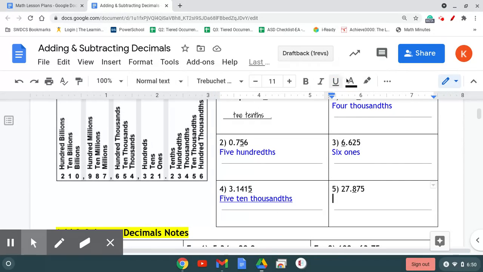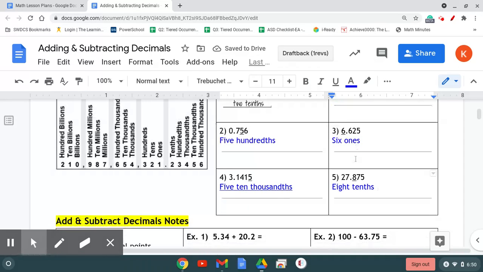All right, last one for the place value. Do this one on your own as well. So we have 27, decimal point, and tenths, hundredths, thousandths. So we should have 8 tenths.